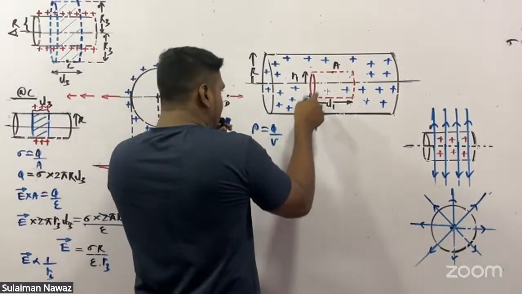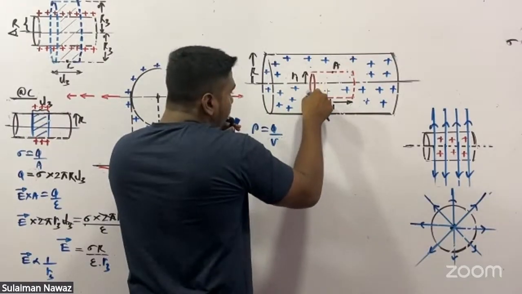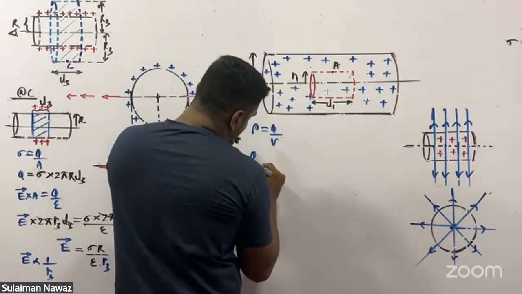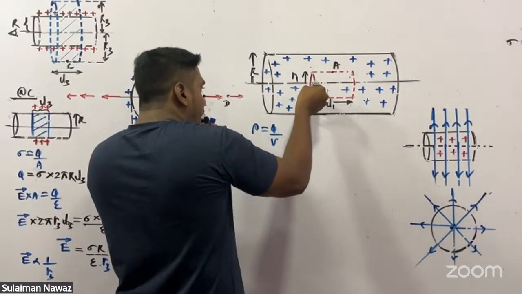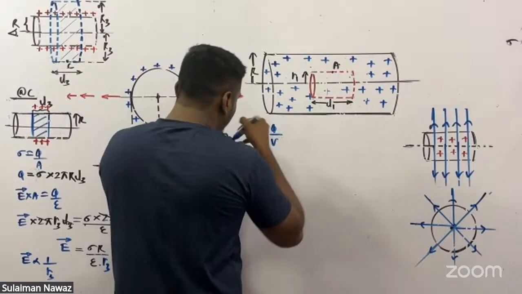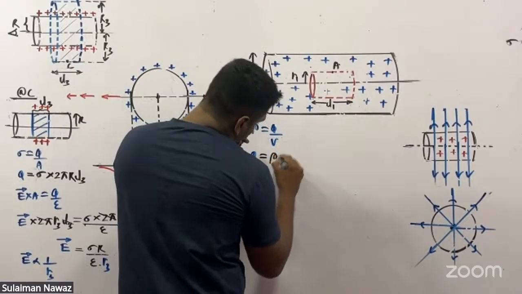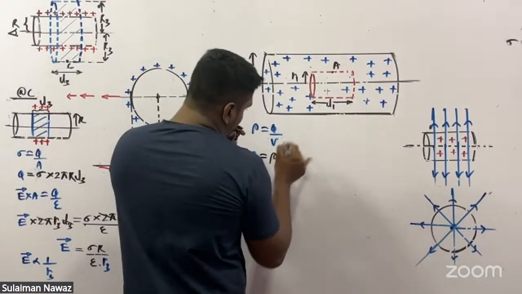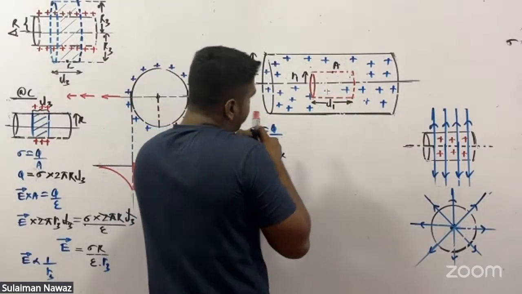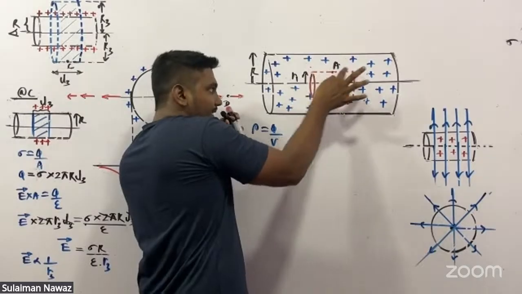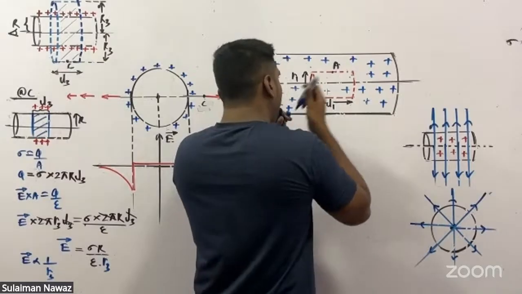If you want to find the total charge inside the red color Gaussian cylinder, let's take it as Q1. Q1 is going to be equal to rho into the volume of the Gaussian cylinder. What is the volume of the Gaussian cylinder? To find the total charge inside it, you should find this volume.